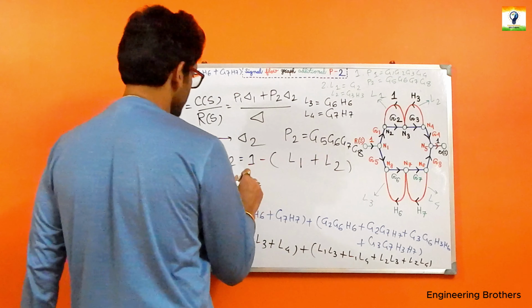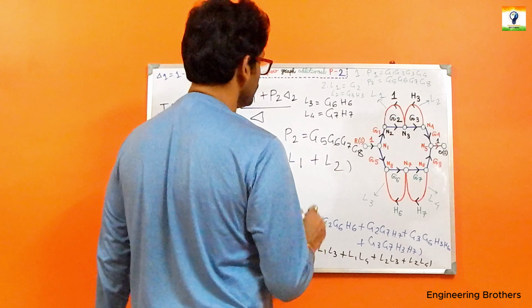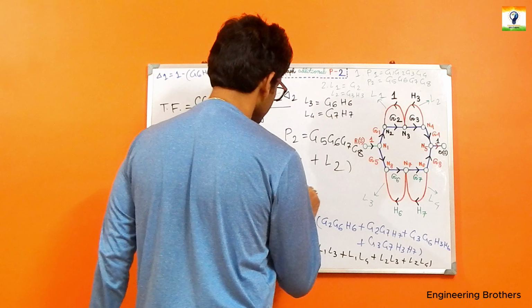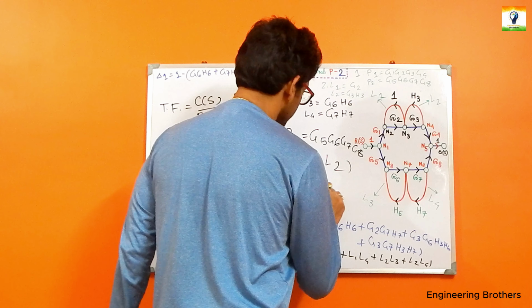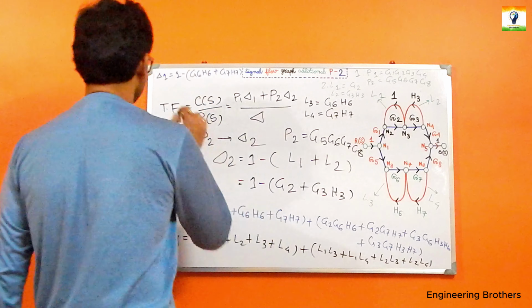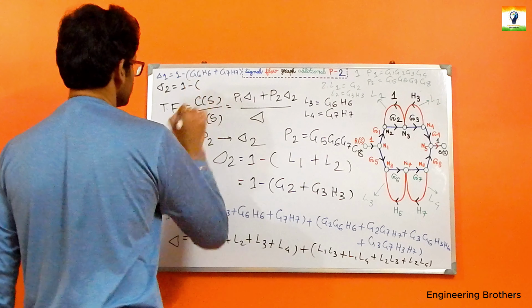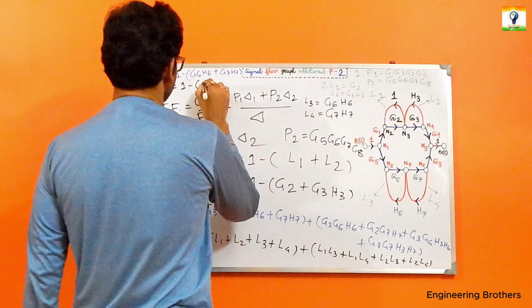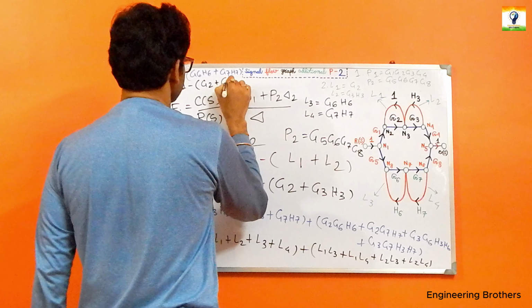Now let us put that expression over here, which is 1 minus the loop for our L1, which will be G2, and the loop for our L2, which will be G3H3. This is the expression for our delta 2. So delta 2 is 1 minus, G2 plus G3H3.